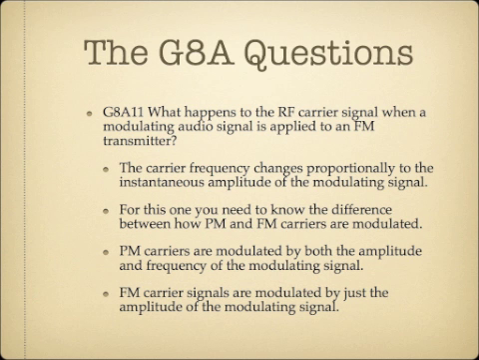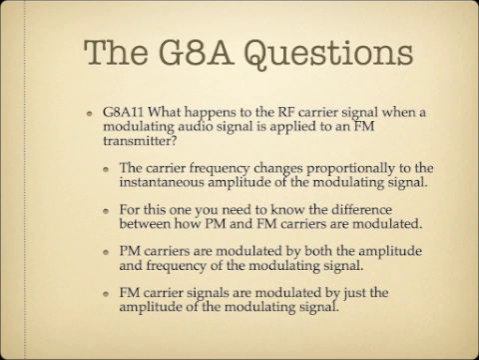So in order to miss that trick answer, you need to know the difference between how phase modulated and frequency modulated carriers are modulated. So for phase modulated carriers, they're modulated by the amplitude and the frequency of the modulating signal. Frequency modulated carrier signals are modulated by just the amplitude of the modulating signal. So in this question, you see that they're asking about an FM transmitter.